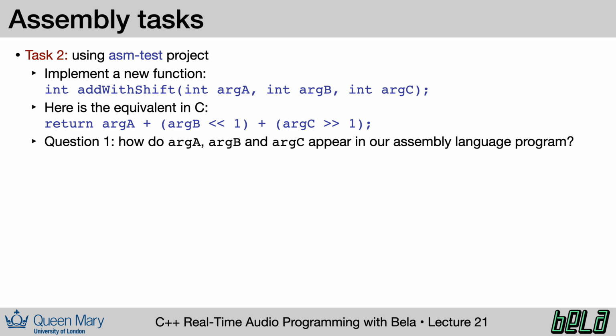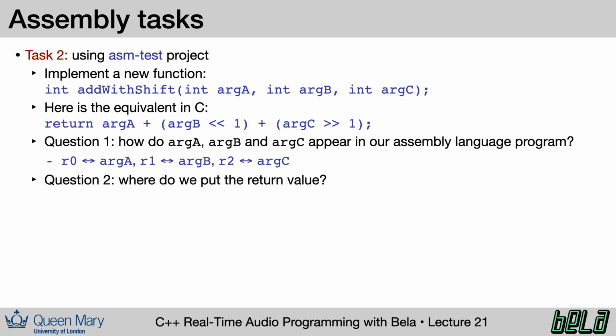Next, having completed the subNumbers function, let's make one that's slightly more complicated. We're going to implement a function called add with shift. It takes 3 int arguments and returns an int. The equivalent expression in C is given here. We're going to take arg-a, add arg-b left shifted by 1, and add arg-c right shifted by 1. So our first question is going to be, how do these 3 arguments appear to our assembly language program? Well, we should know the answer. It's that they appear in registers R0 through R2.